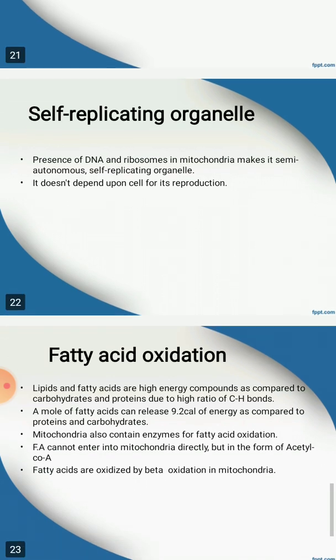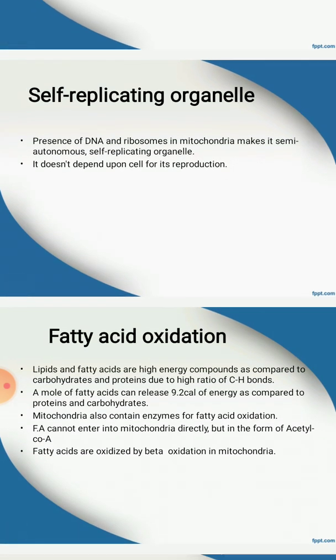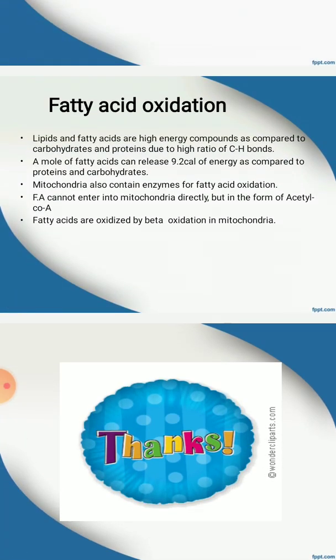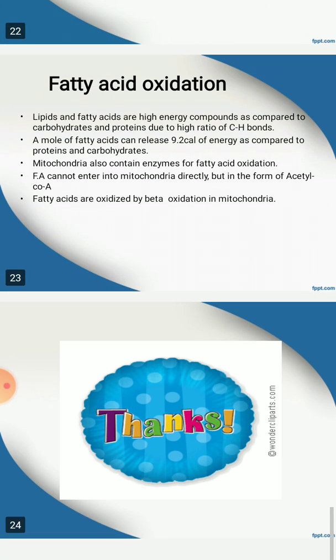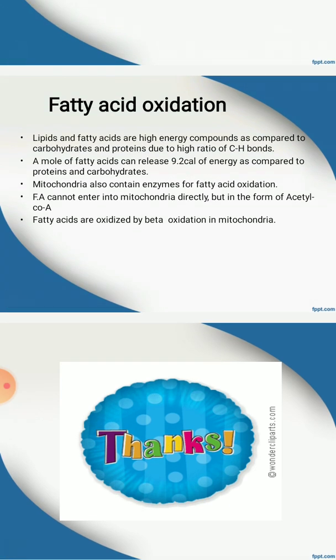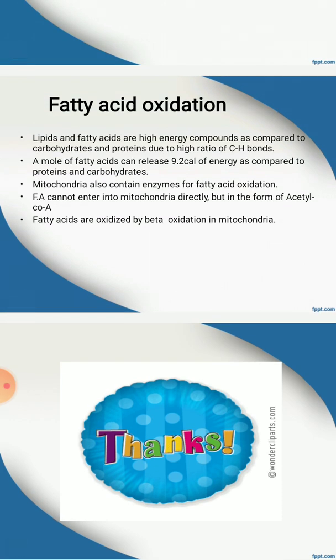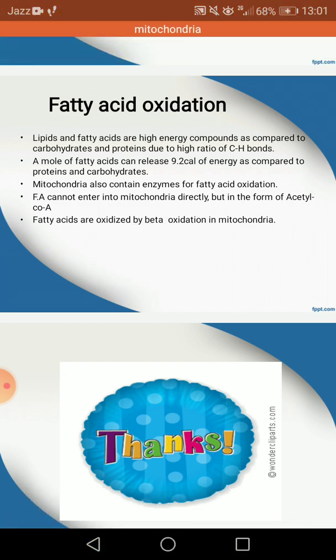Self-replicating organelle. Presence of DNA and ribosomes in mitochondria makes it semi-autonomous. It does not depend upon the cell for its reproduction. Fatty acid oxidation. Lipids and fatty acids are highly energy-rich compounds as compared to carbohydrates and proteins due to the high ratio of carbon-hydrogen bonds. A mole of fatty acids can release 9.2 calories of energy as compared to proteins and carbohydrates. Mitochondria also contain enzymes for fatty acid oxidation.